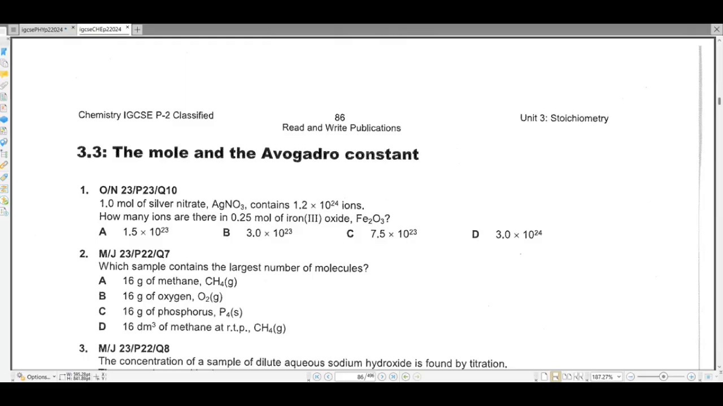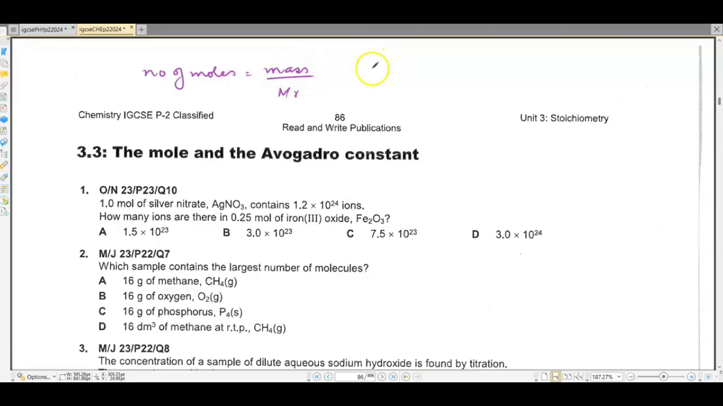To begin with this concept, you should be aware of three formulas. One of them is number of moles is equal to mass over Mr, where Mr is the molecular mass. This formula is for the elements or compounds that are solids.